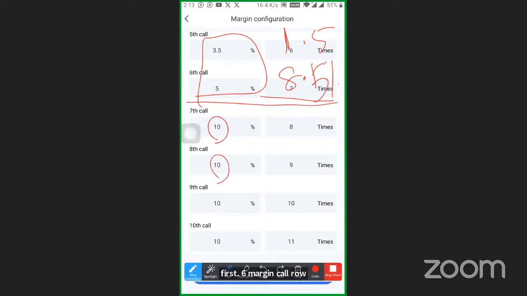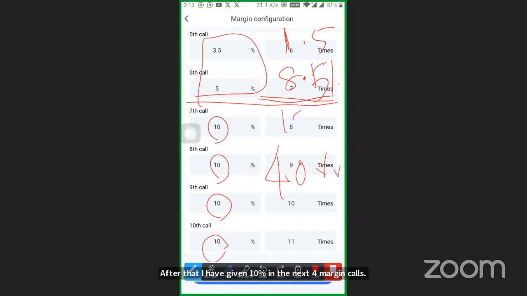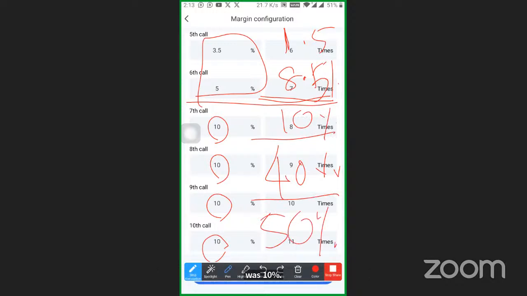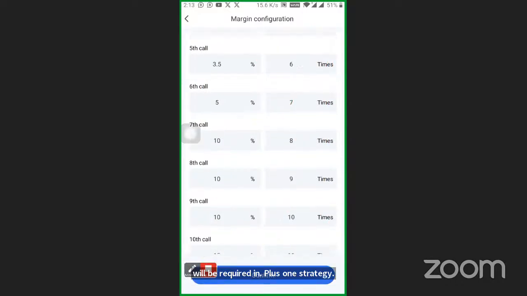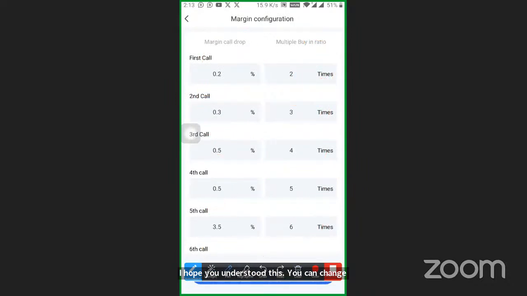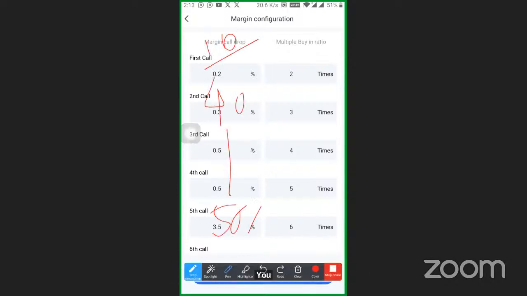After that, I have given 10% in the next 4 margin calls. So that is a total of 40% here. And the total before was 10%. So you can take at least a 50% market drop, which will be covered in the plus one strategy. I hope you understood this. You can change it. This is not fixed. But when you have 10 margin calls here, you can take at least a 40% to 50% market drop easily.